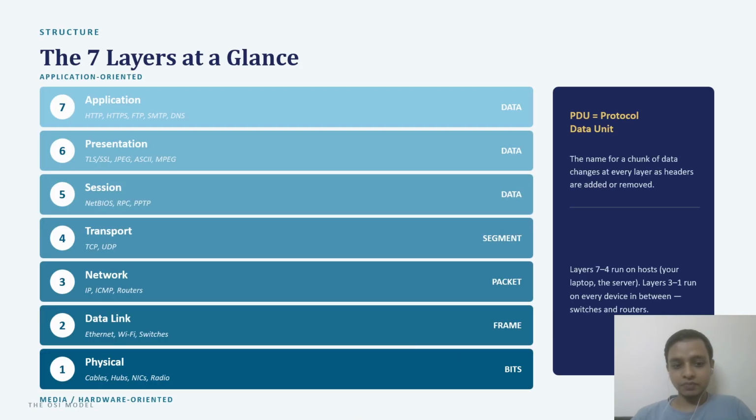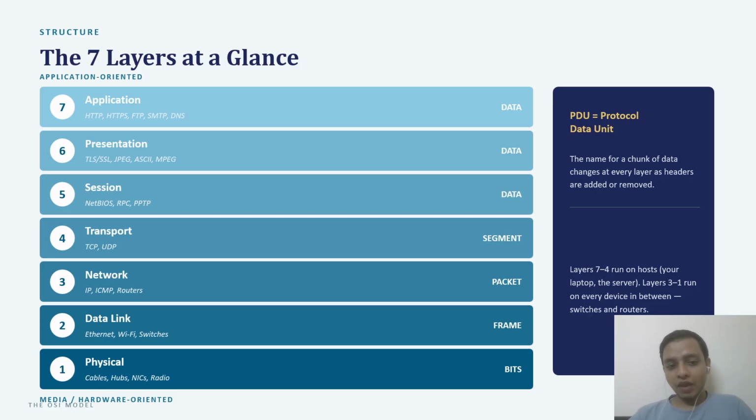So here are the layers which are arranged in the right fashion. Our first layer is the physical layer, which is at the bottom. The data link layer, the network layer is third, the fourth layer is transport, fifth is session, sixth is presentation, and seventh is application.